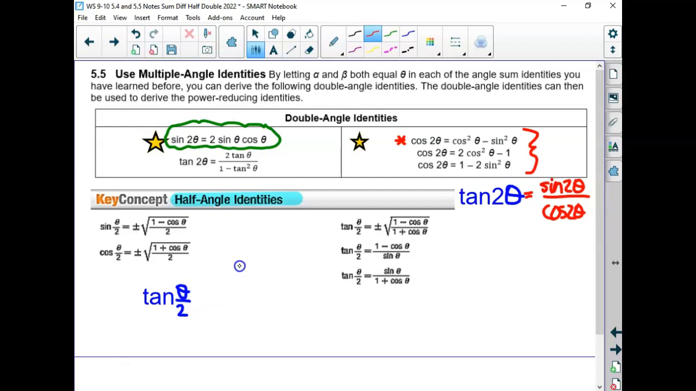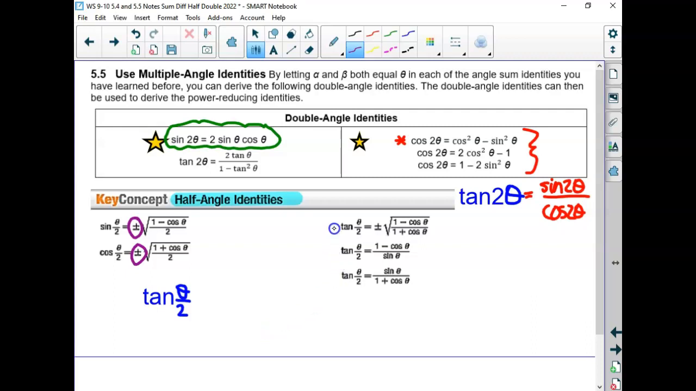Okay. Half angle identities, much more complicated, as you can see. Most complicated of all is this plus or minus out in front, and I will explain that when we get to one. But you have to figure out what quadrant it would land in, and then figure out the sign of the function in that quadrant.